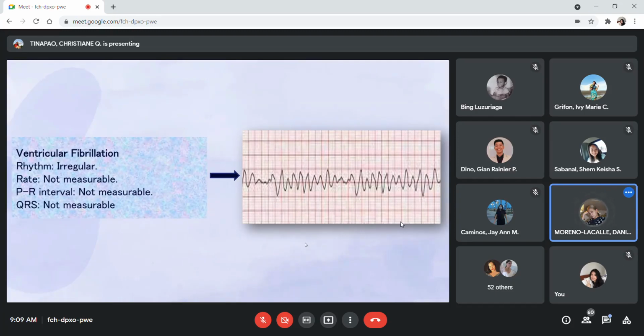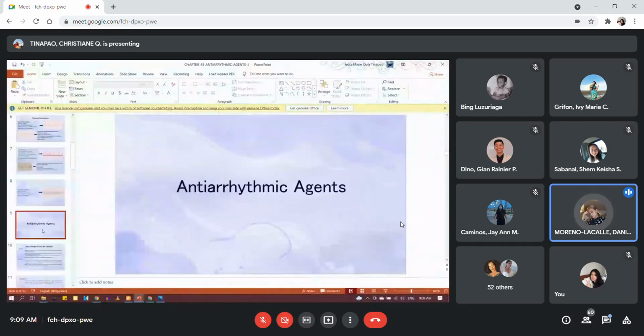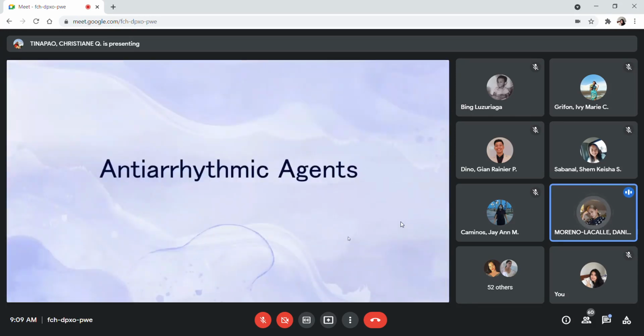Next slide, please. Okay, thank you. Now let's proceed with anti-arrhythmic agents. This is according to the Vaughan Williams classification. So there are 4 classes of anti-arrhythmics based on their dominant mechanism of action. They act by blocking the membrane sodium, potassium, and calcium channels that were discussed in the phases. So now next slide, please.